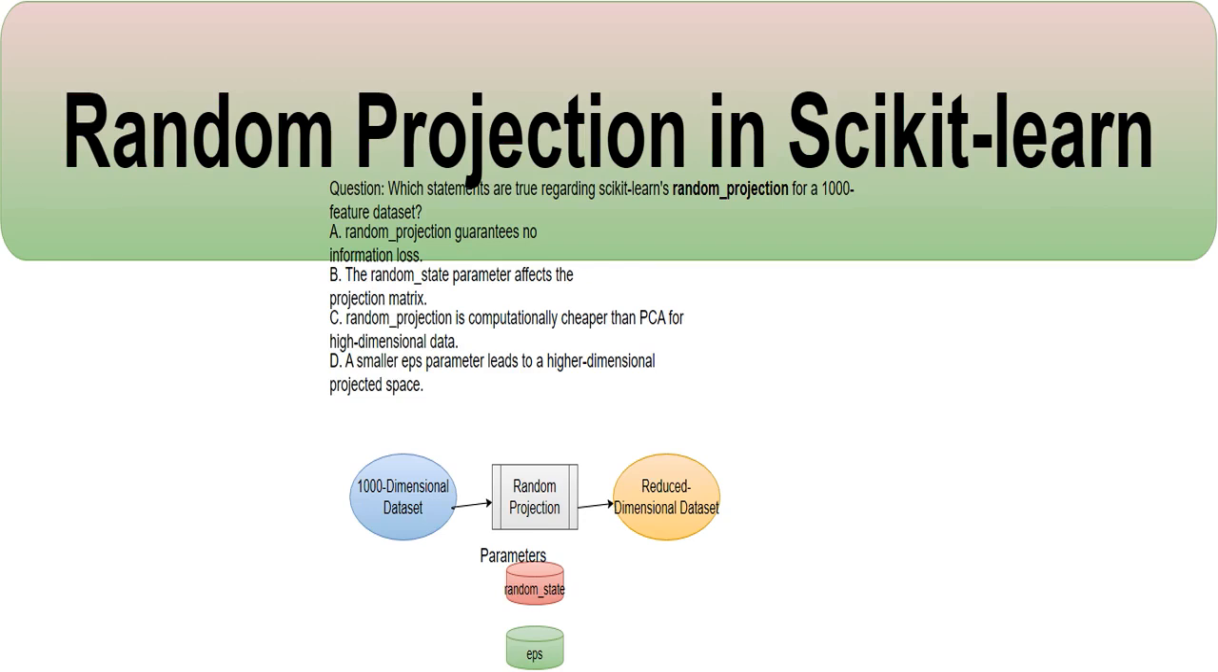Scikit-learn's random underscore projection is a technique I use to shrink the number of features in a dataset. It's like taking a high-resolution photo and creating a smaller, less detailed version. I'll use random matrices to project my data into a smaller space. And it can be much quicker than other methods like PCA for really large datasets. This question tests my knowledge of random underscore projection in scikit-learn. I need to understand how it works and what parameters I can control. This is a great way to test my understanding.